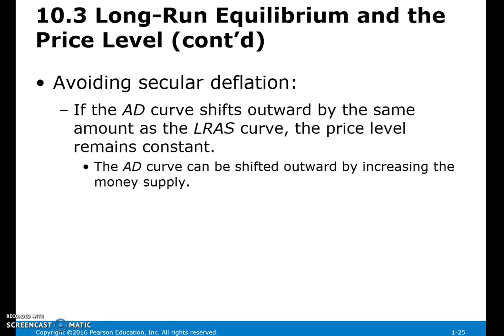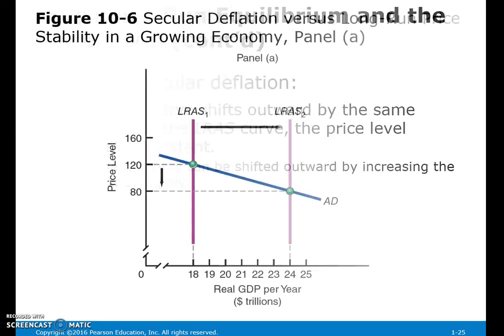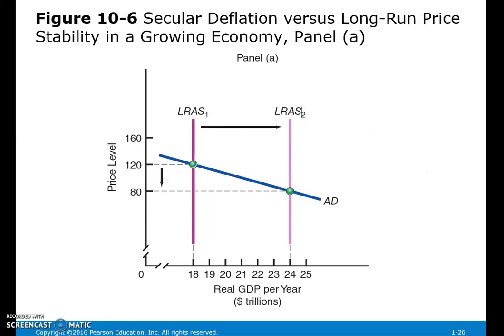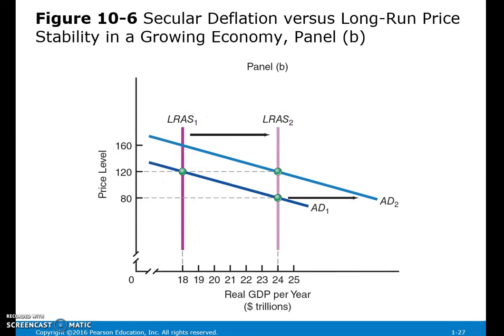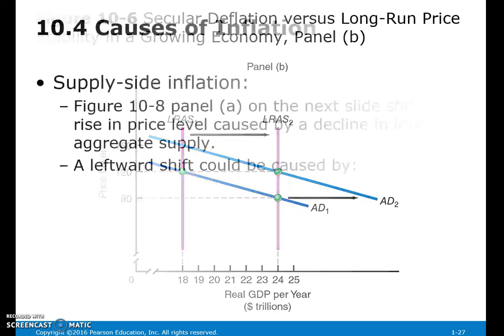If aggregate demand shifts outward by the same amount as the long-run aggregate supply curve, the price level remains constant. The aggregate demand curve can be shifted outward by increasing the money supply. And here's an example. You can imagine it was shifted in such a way where now you're at AD2, where price levels remain the same.